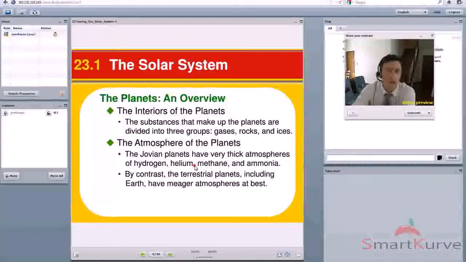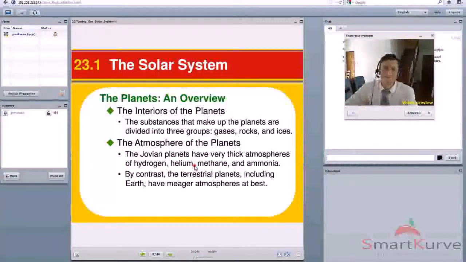By contrast, the terrestrial planets, including Earth, have meager atmospheres at best. We've learned that the atmosphere of Earth, which is mostly nitrogen and oxygen, with small amounts of carbon dioxide and noble gases, that atmosphere on Earth is like the skin of an apple. It's that thin. Whereas the atmospheres of the Jovian planets are enormous. But let's take a look.